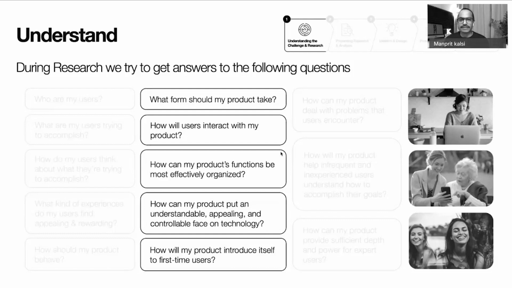How will users interact with my product? I talked about it. How can my product functions be most effectively organized? Now, suppose you were doing your research and you find out that, okay, these are the needs of the users. But how would you know what should be the flow and the organization of the complete content, information, and what should be the flow? You can understand that only once you do all the discussion and talking with the user.